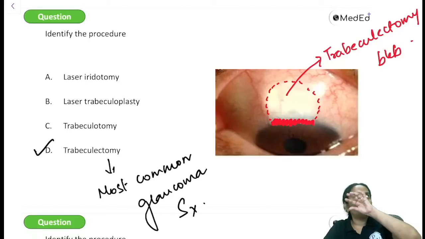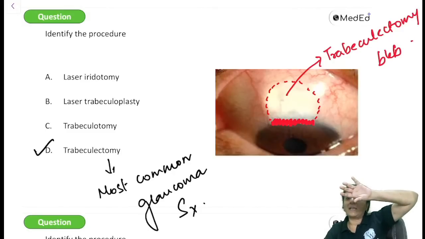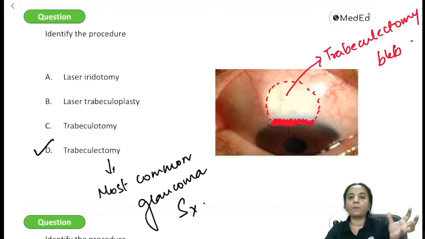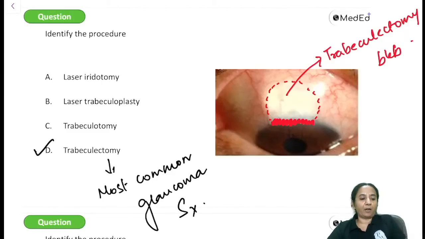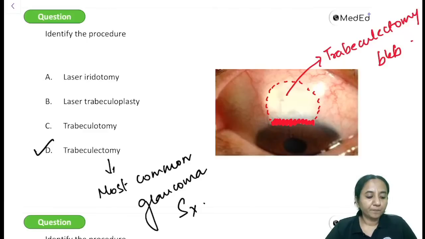So the portion of the trabecular meshwork is excised, the aqueous humor is directly flowing into the subconjunctival space, and the conjunctiva is ballooned like this. This is the trabeculectomy bleb. So this is trabeculectomy, which is the most commonly done glaucoma surgery. It is not prophylactic, it is curative.